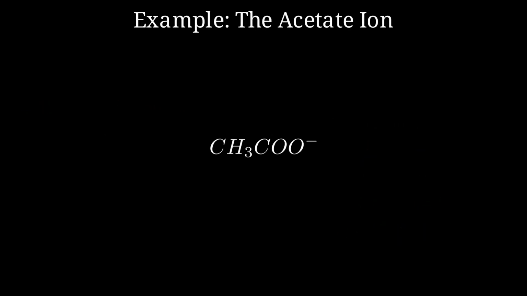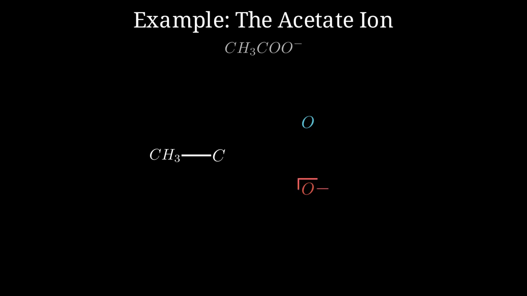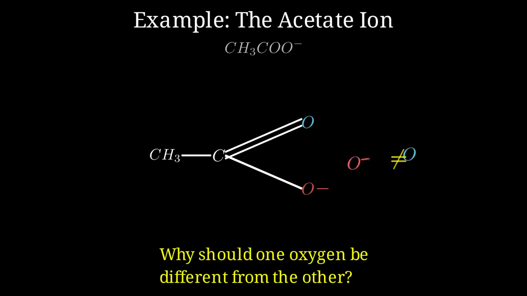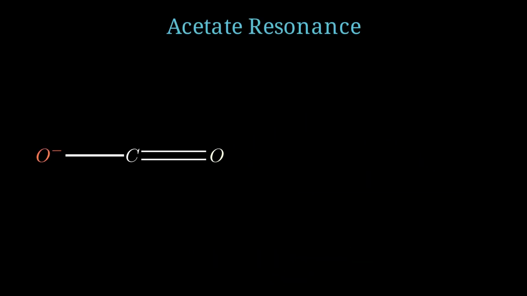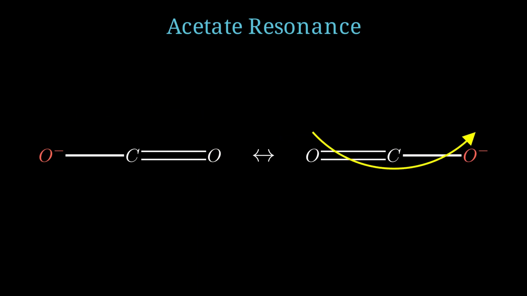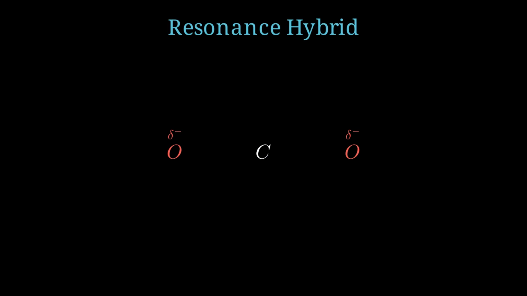The acetate ion. The negative charge sits on one oxygen, which is single bonded to a carbon, while the other oxygen is double bonded. But why should one oxygen be different from the other? In reality, the negative charge is shared equally between both oxygens. By drawing the resonance structures and showing the arrow flipping from one oxygen to the other, we demonstrate that the real molecule is a hybrid where each carbon-oxygen bond is actually a 1.5 bond.